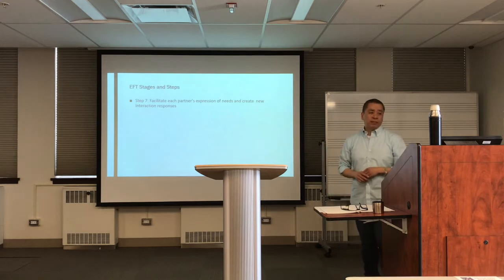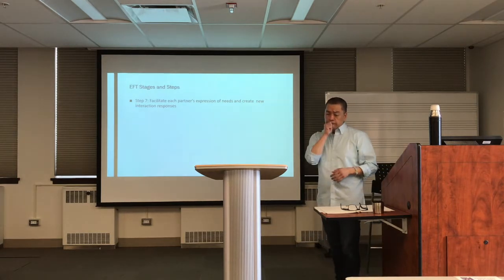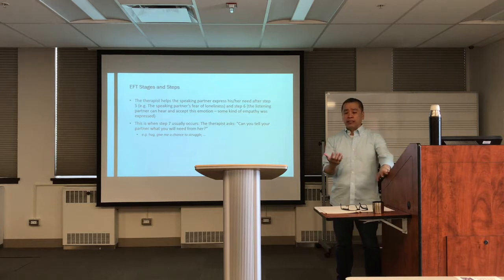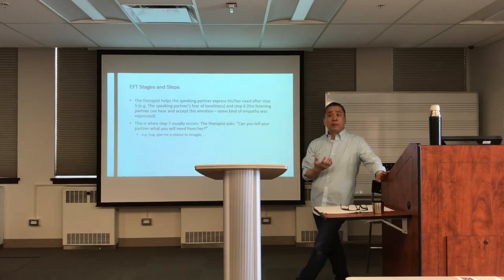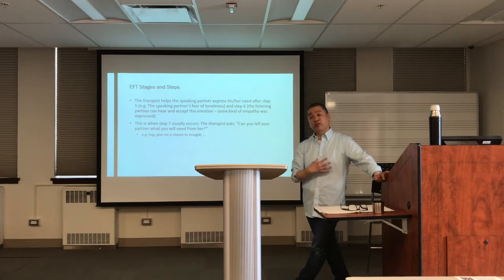Step 7 is about facilitating the partner's expression of needs and creating new interactional responses. This is where we start to ask them about, assuming that now they have some connection, the partner can actually accept the partner's words, especially their primary emotion, like loneliness, for example. They really respond to that. They feel sad about it. They go like, I don't want you to be like that. I don't want you to be lonely.